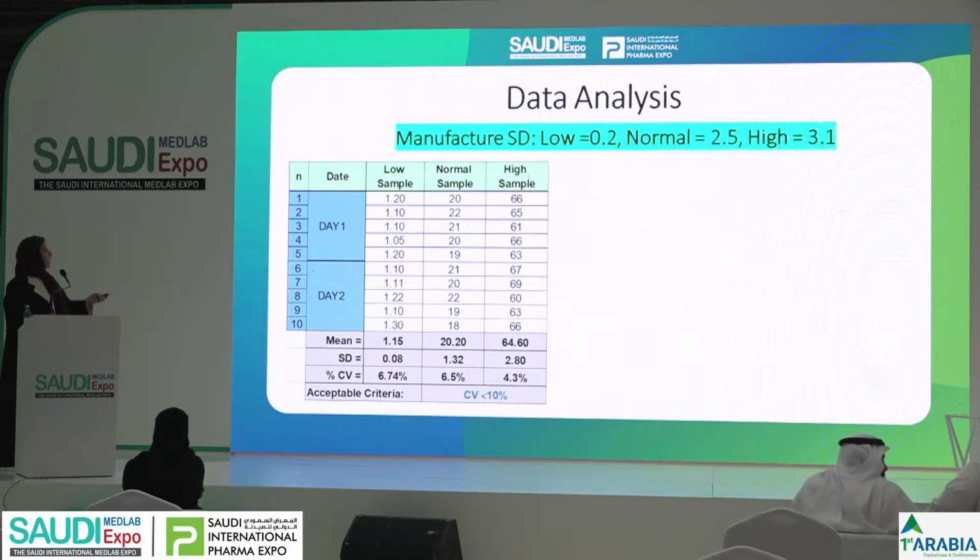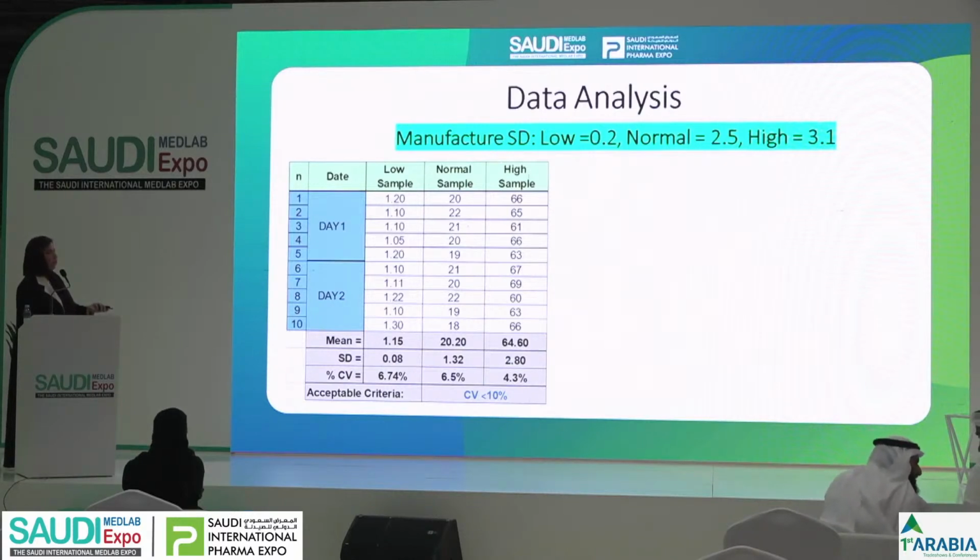This is passed, and this is the manufacturer SD for low, normal, and high samples, and you will find it in the kit insert or reagent insert. And also my SDs are lower than the manufacturer claim.